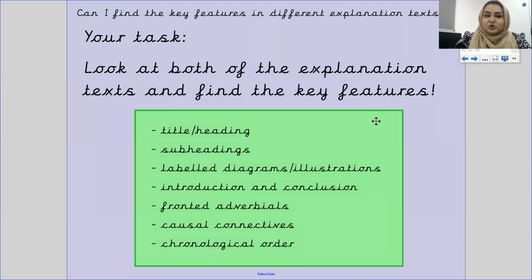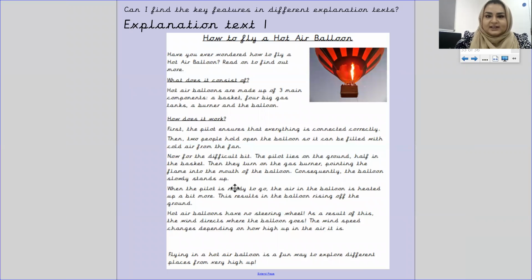Now it's your turn. Look at both of the explanation texts and find the key features. So now these are your key features and you should have written them down on your whiteboard. If you haven't, pause the screen now and write down these key features so you have them at hand. Okay, fantastic.